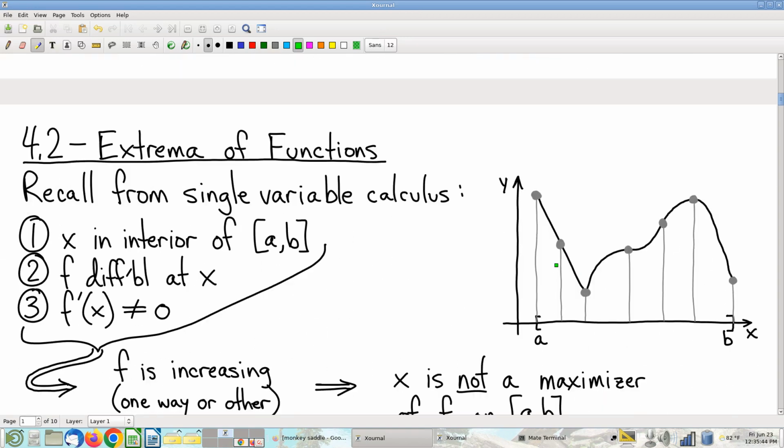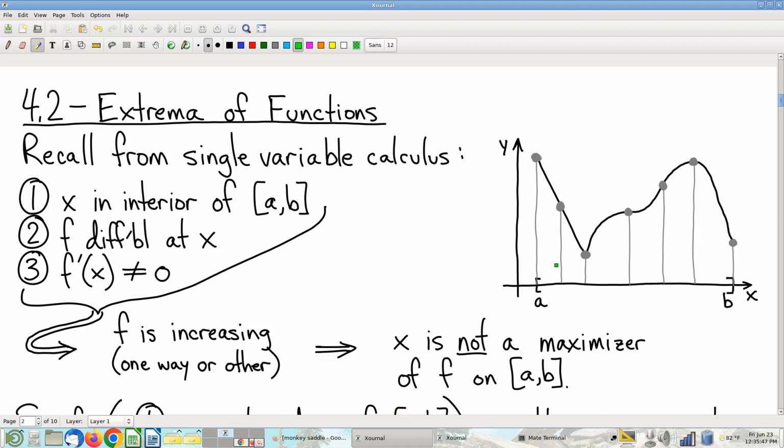Okay. Moving along. Section 4.2. We're making great time.